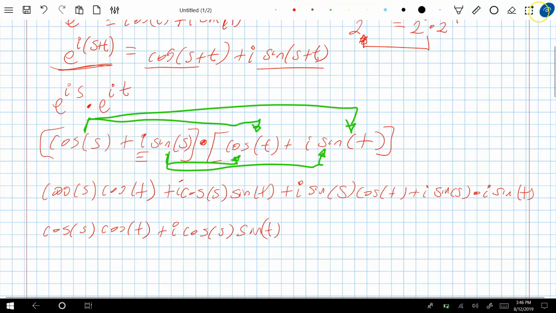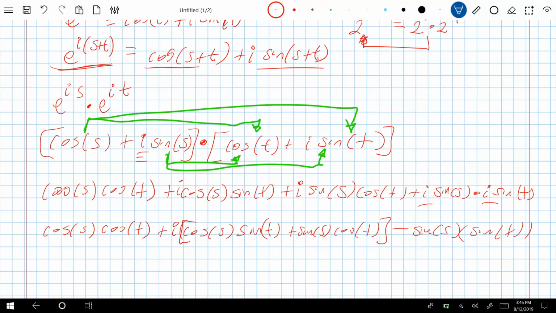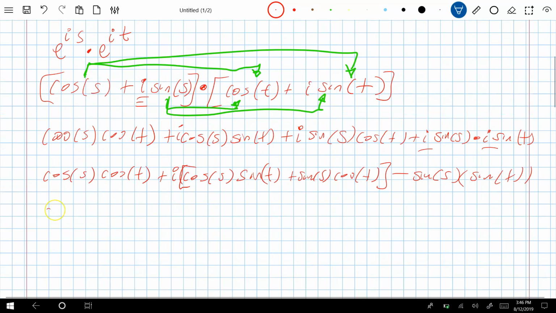And from the middle terms right here, what I'm going to do is just factor the I out. Okay? So that means the following. I'm going to have cosine s sine t plus sine s cosine t, like that. I factor the I out from the two middle terms. And the last one, well, I have I times I. That's going to give me an I squared. I squared is negative 1. So that last part becomes negative 1, multiplying the sine s and the sine t, just the way you see it.